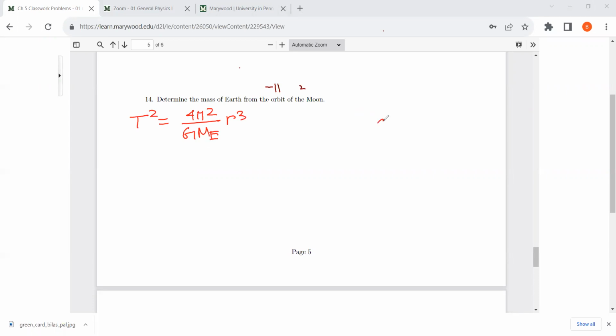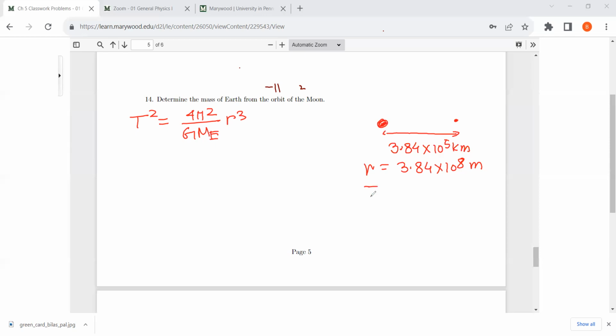So let's say here is the earth, here is the moon. The distance from the earth to the moon is 3.84 times 10 to the power 5 kilometer. Let me write it in meter. It would be 3.84 times 10 to the power 8 meter, because kilometer to meter is another 10 to the power 3. So 10 to the power 5 and 10 to the power 3 add together to 10 to the power 8 meter. So this is the r.